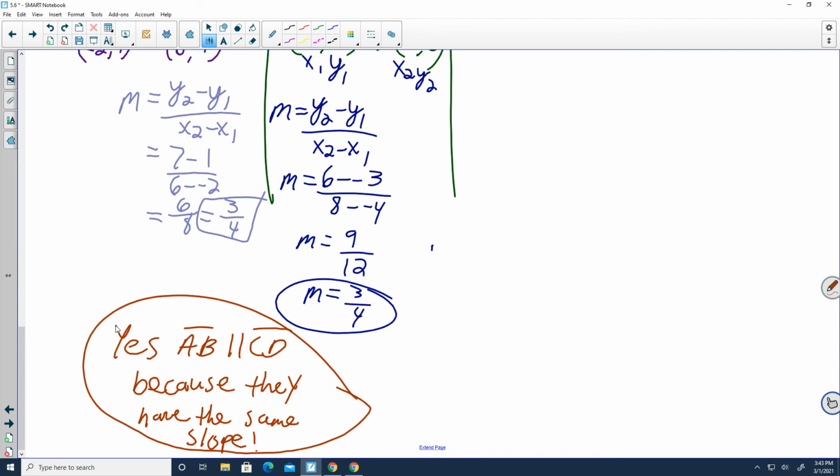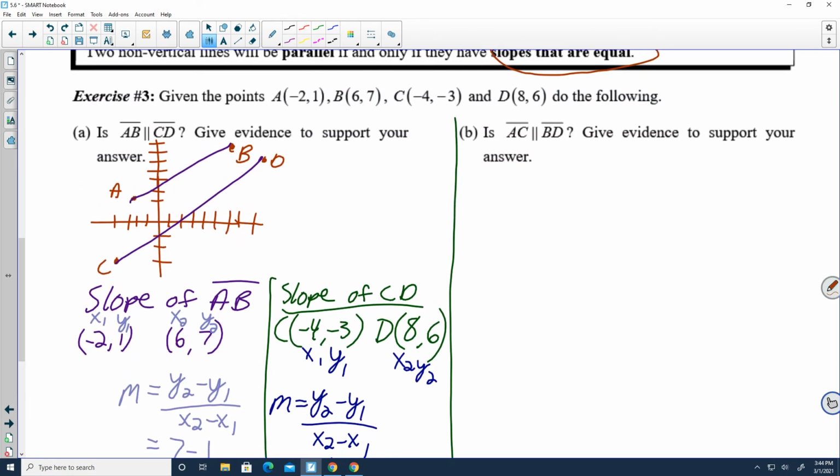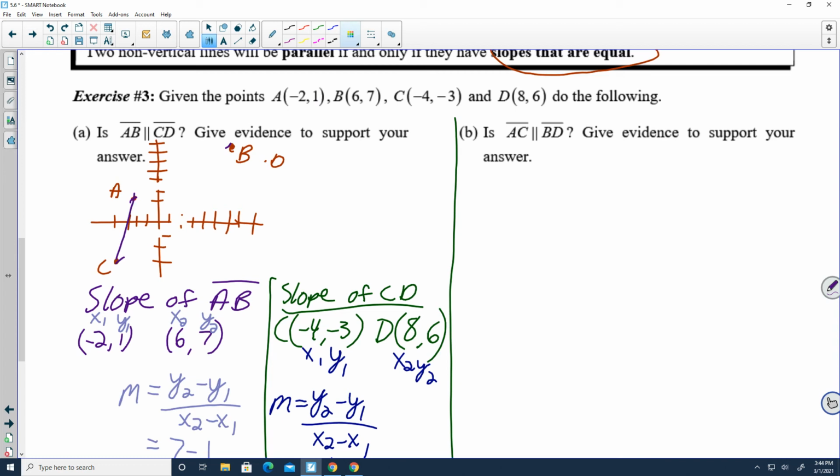Okay, now last but not least, let's take a look at letter B. Is AC parallel to BD? Okay, so now if I took the same diagram that I drew before, and I connected AC and BD, now these don't look parallel, but that's not enough to write that they don't intersect, because if I drew them on forever and ever in either direction, they probably would intersect. But let's prove using our slope formula that they are not parallel.